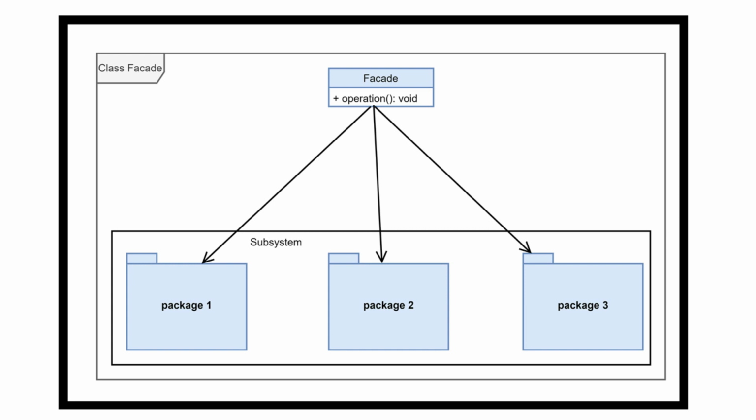Imagine you're dealing with a complex system with multiple components, and you just want a straightforward way to interact with it. That's where the facade pattern comes in handy, providing a unified interface to a group of interfaces in a subsystem. This separation of concerns allows clients to interact with a simplified interface, while the underlying subsystem components can evolve independently.